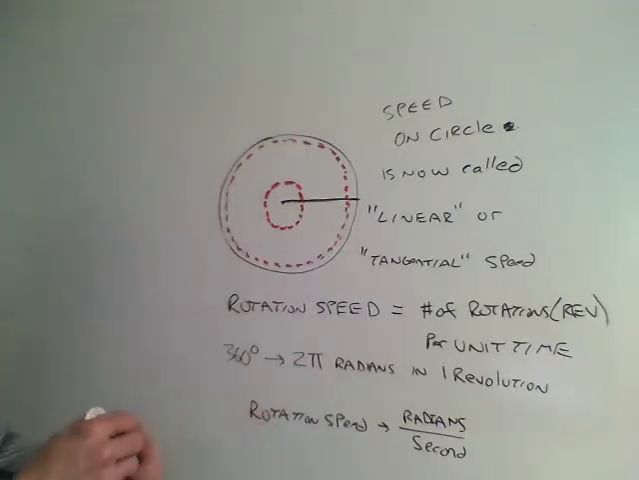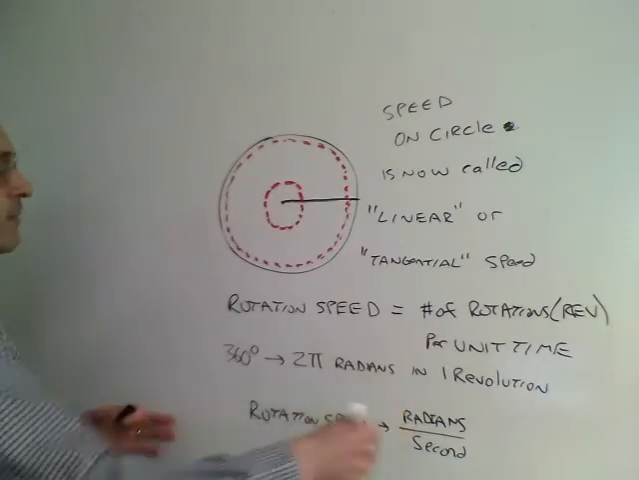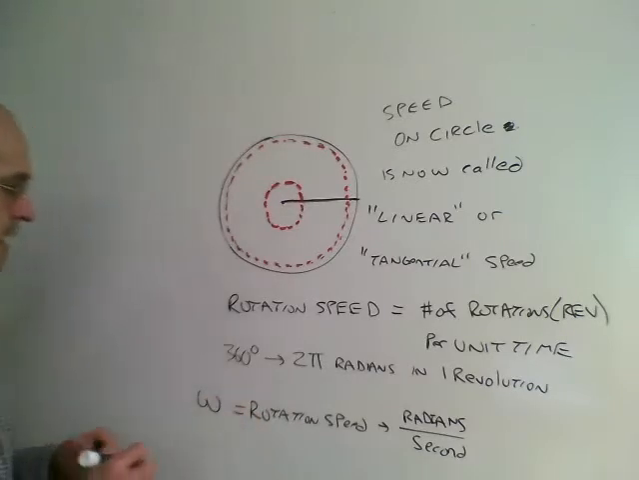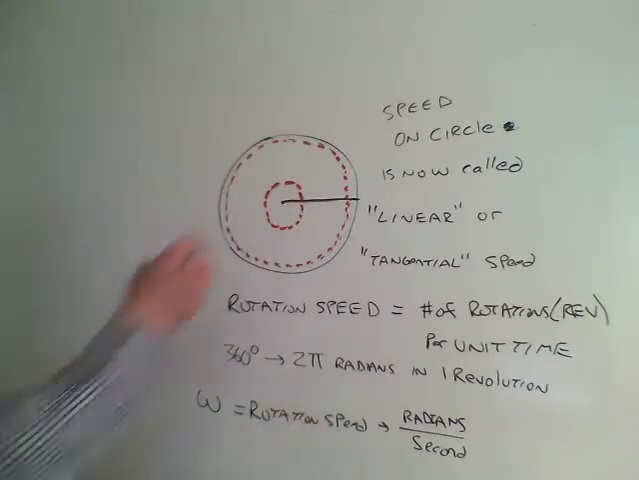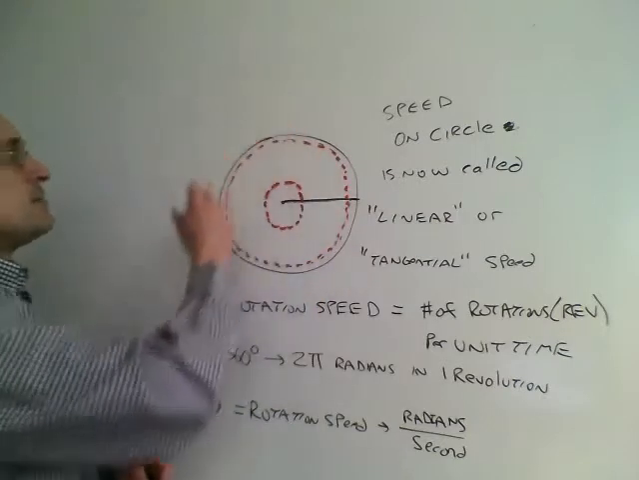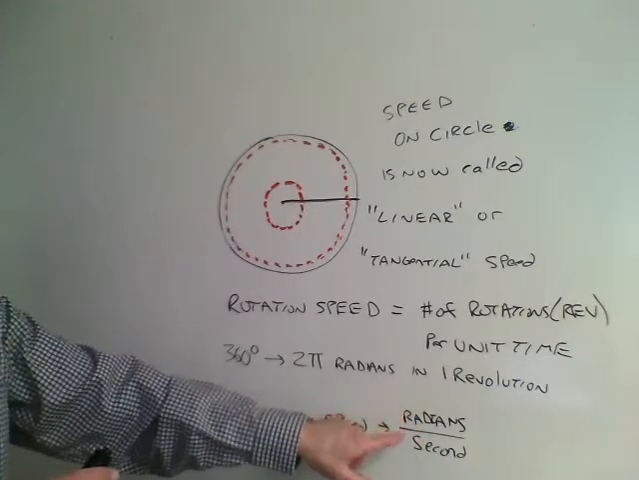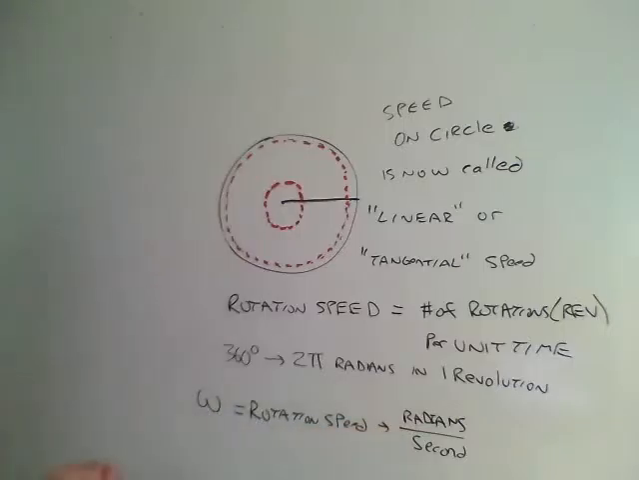So this is the rotation speed, usually in radians per second, and we call that omega. So omega is your rotation speed, and it's just how many times your object rotates in a certain amount of time. And in physics, usually we use the units of radians per second.